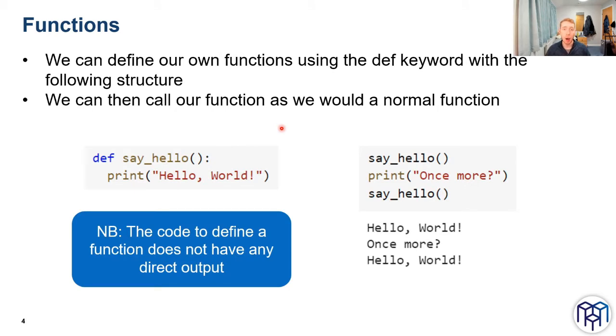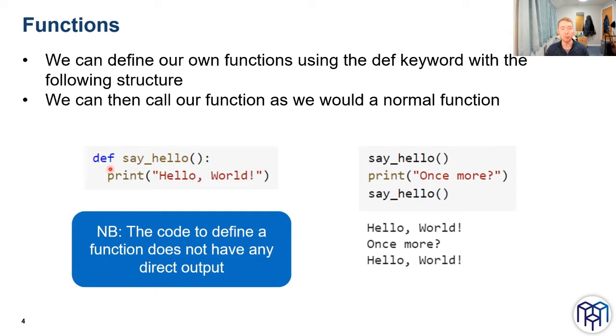So let's look at how we would write a function. And we define a function, that's the word for creating a function, using the def keyword, which is short for define. And then we have a structure like the following. So we have def to define a function, then we follow that by the function name and a pair of brackets, and then a colon.